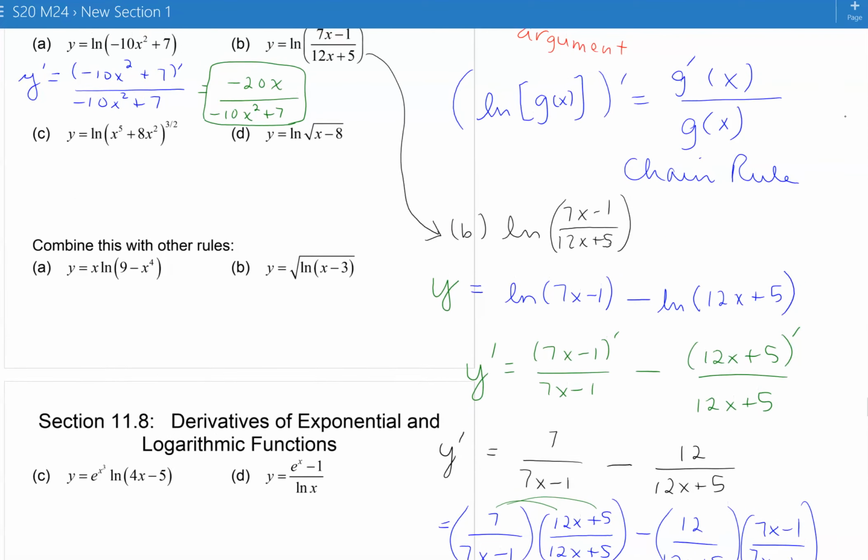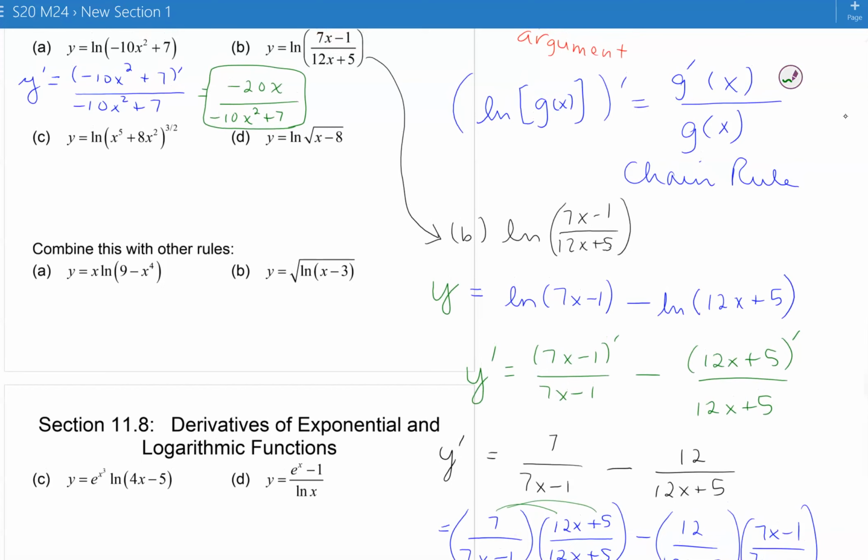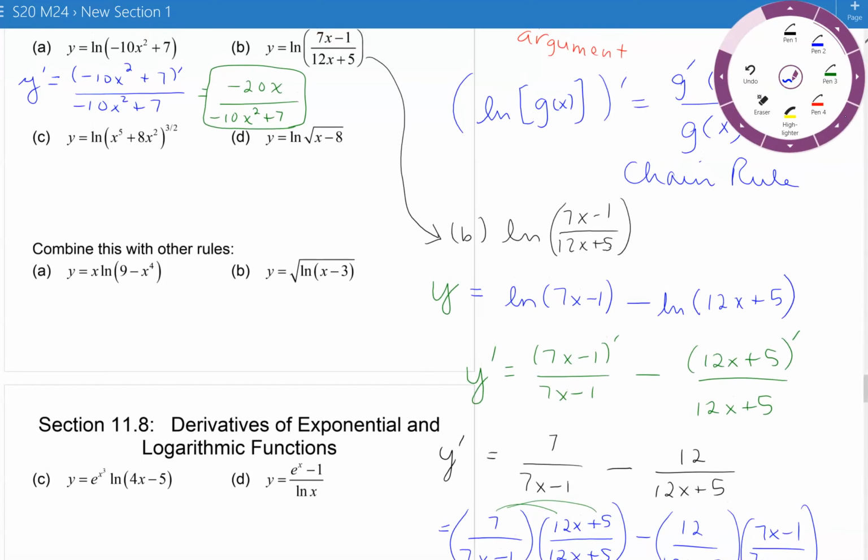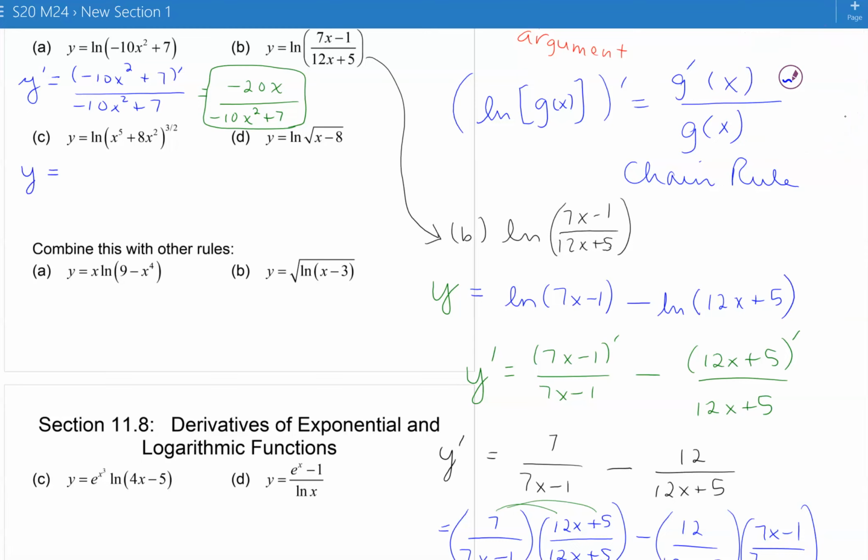Okay, then let's look at example C. And here again, I want to use the property of logarithms that says the exponent can come down in the front and become a multiplier of the logarithm. I haven't done any calculus yet. I have just done algebra, properties of logarithms.